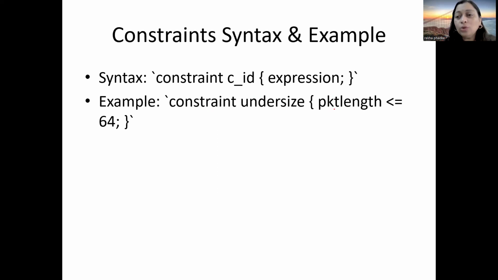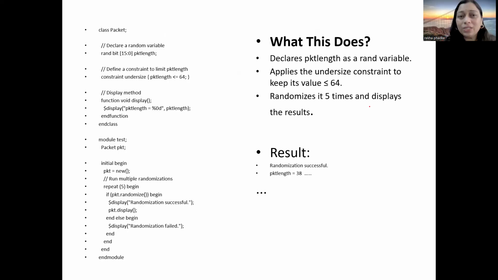I want to constrain packet length, which is 16-bit data, as we have seen in our previous program. I want to constrain it to have a value anywhere between 0 to 64, so I'm saying less than or equal to 64. That's the constraint I'm giving. So undersize will always generate a random value within this range, 0 to 64. In that way, you can constrain your randomization on any variable.